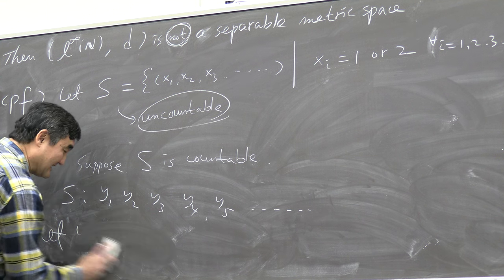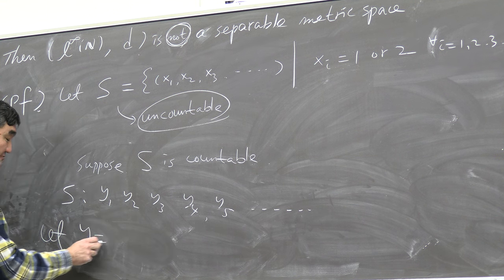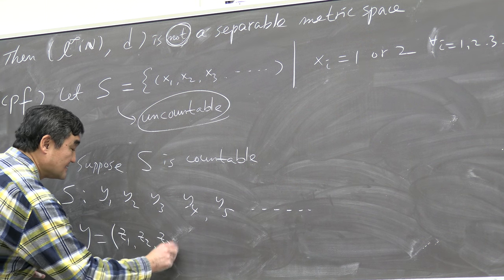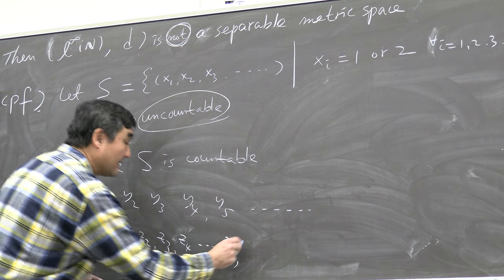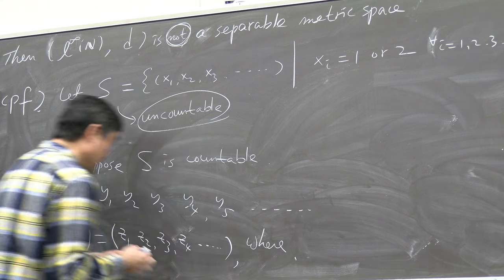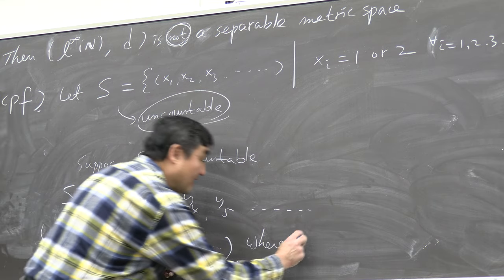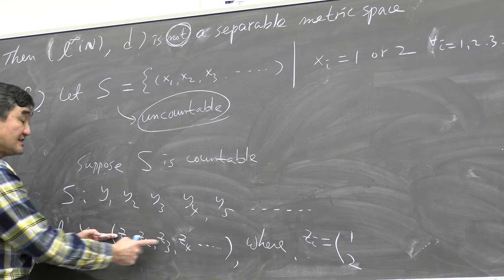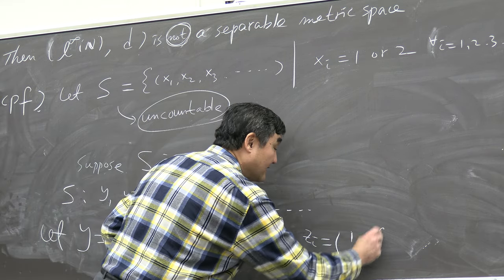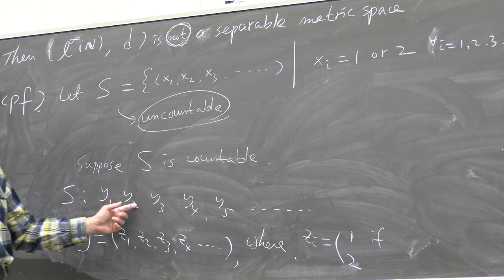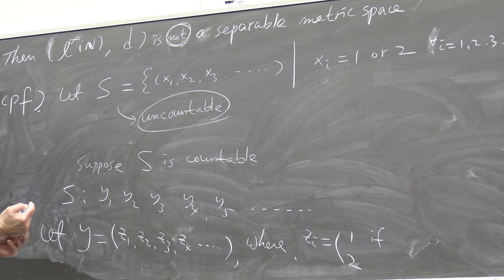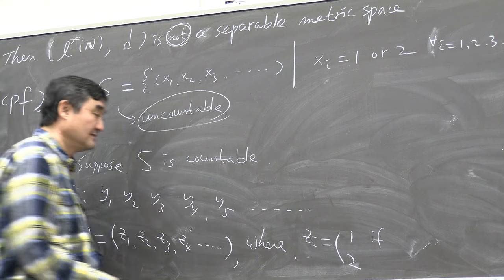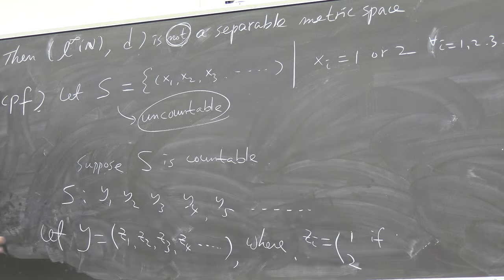how do you write it out nicely? Let the sequence y be z sub 1, z sub 2, z sub 3, z sub 4, etc., where each z sub i value is positive 1 or positive 2. Each z sub i is positive 1 if the ith term of the ith sequence is... Okay, I don't know how to write it down nicely.